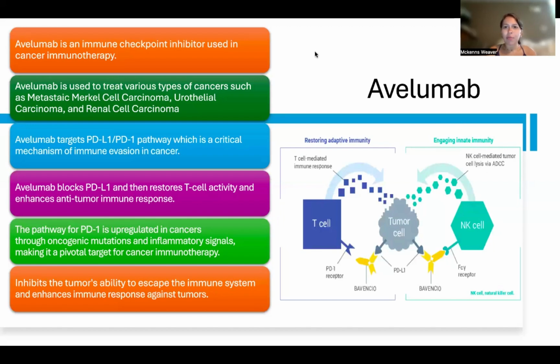So we have a picture over here. This is actually from the website that explains exactly what this immunotherapy does and how it goes in and works with the tumor cells. And yeah.